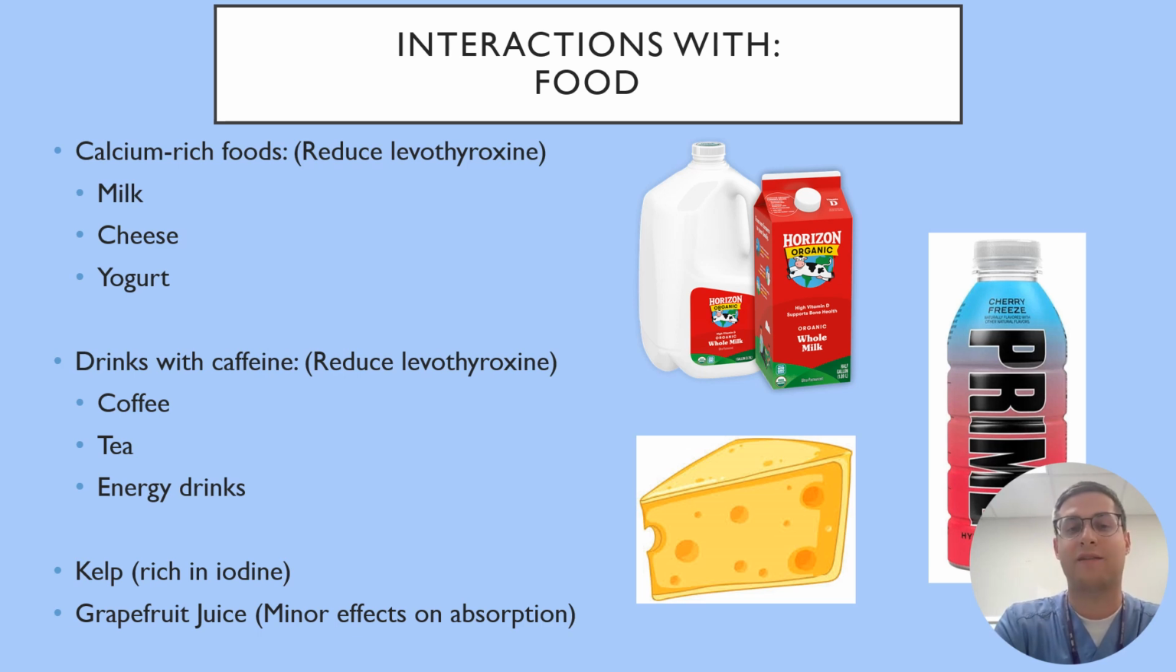Drinks with caffeine also reduce the amount of levothyroxine that gets into your body. Things like coffee, tea, even energy drinks that you don't think of, like the Prime drink listed to the right there. Kelp is also something that's rich in iodine. If you're supplementing with levothyroxine, you might not need as much iodine as you get from the kelp food listed below. Grapefruit juice also has minor effects on lowering your body's ability to absorb levothyroxine in the digestive tract.